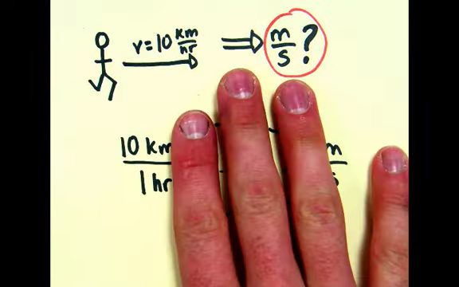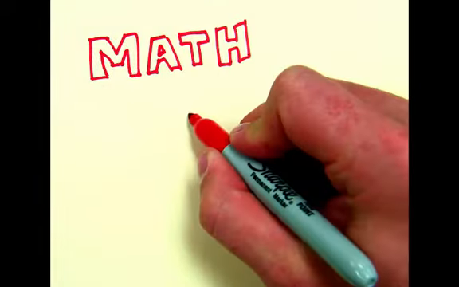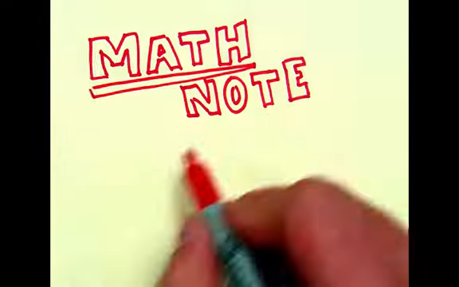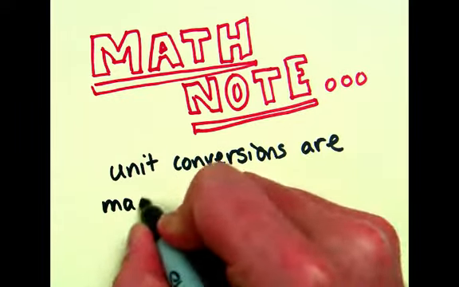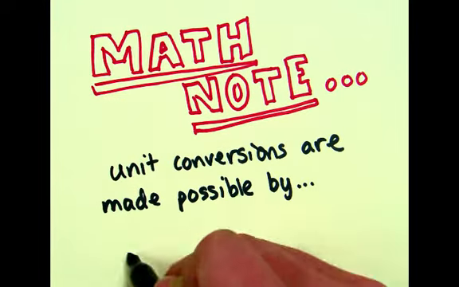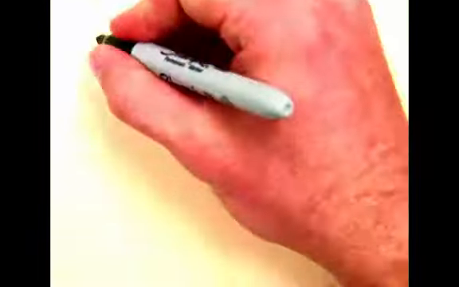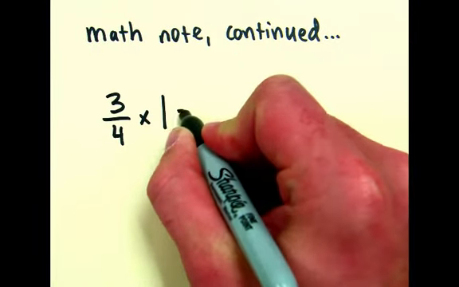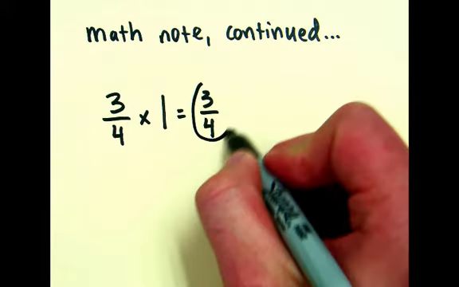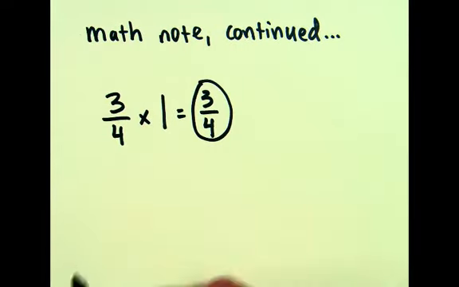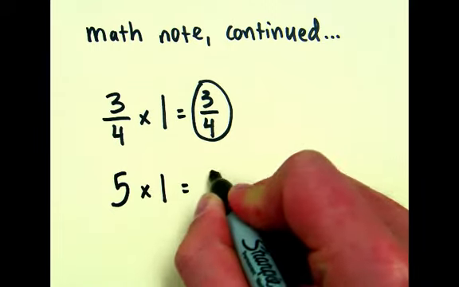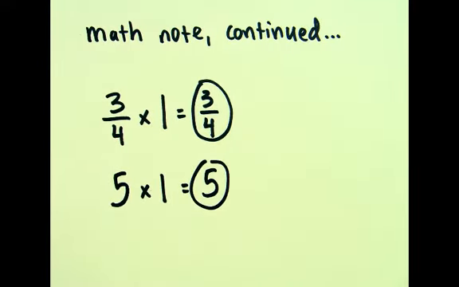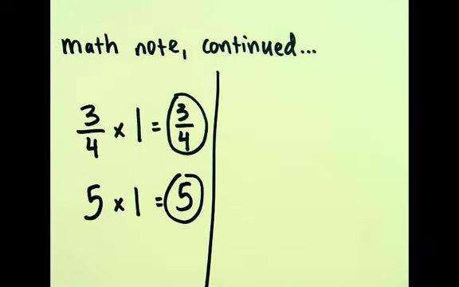Let's pause here. I think we need to make a little math note before we get started, because this really is the key to making unit conversions. Unit conversions are made possible through something pretty fancy, multiplying by 1. If I take a number like 3/4 and multiply it by 1, what am I left over with? 3/4. If I take a number like 5 and multiply it by 1, what am I left over with? 5.